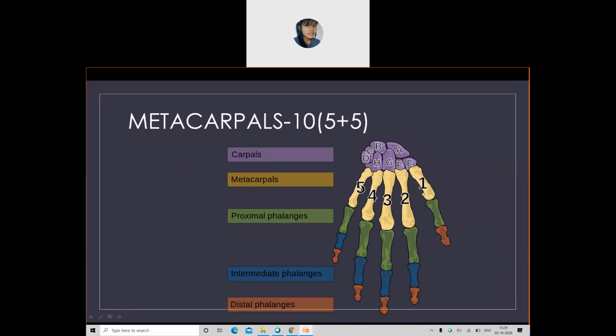Next is metacarpals. So these are the metacarpals. So in the metacarpals, how many bones you'll be getting? 5. 1, 2, 3, 4, 5. So 5 number of metacarpal bones you'll get. Okay.